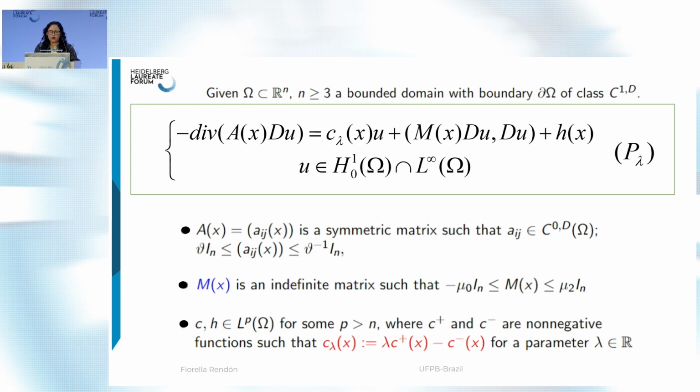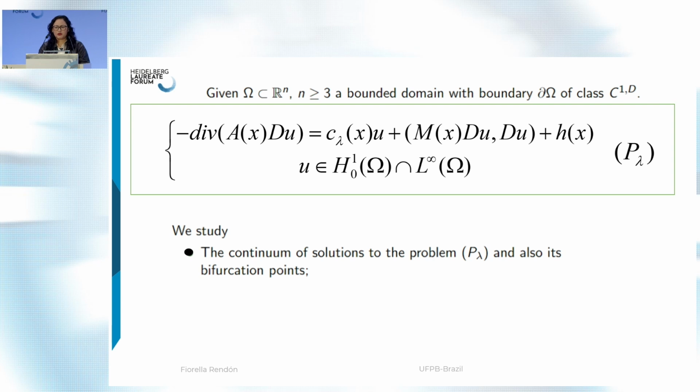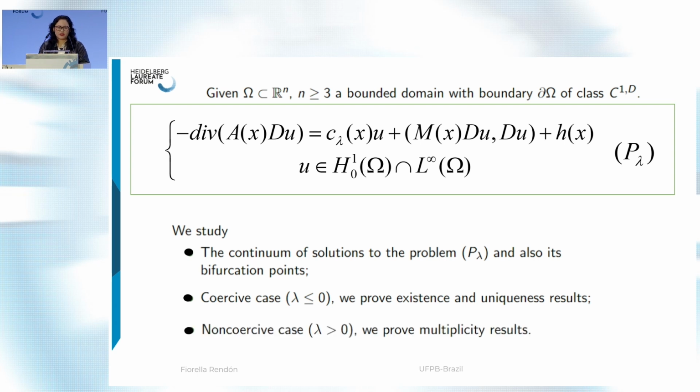And for the other lower order coefficients, we ask that C and H belong to the Lebesgue space L^p for p bigger than the dimension N. And we define the function C_lambda as the parameter lambda times the positive part of C minus the negative part of C. So we call this equation the problem P_lambda. And we study the continuum of solutions of this problem and its bifurcation points. For the case when the parameter lambda is non-positive, we are in the coercive case and we prove existence and uniqueness results. And for the other case, we are in the non-coercive case and we prove multiplicity results.